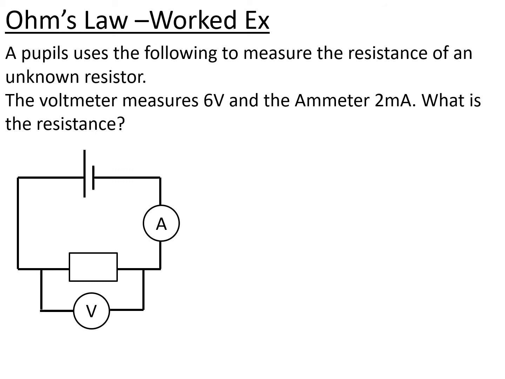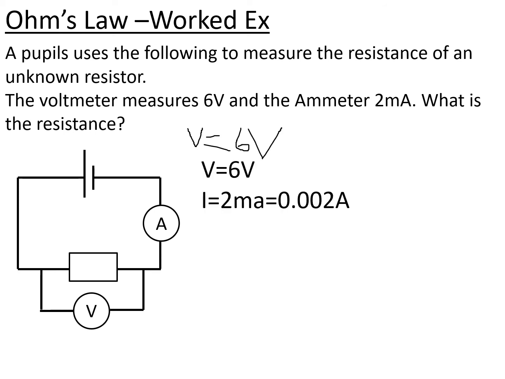So remember, we're using our KFC technique: know it, find it, and calculate it. Know it means we know what we've got from the question. So we know we've got 6 volts here, and we know that the current is 2 milliamps. Now this is where our numeracy comes in, because remember, we don't want it in milliamps, we want it in amps. This is one good thing about doing the KFC technique, it allows you to check if the units are correct. So 2 milliamps isn't what we want it in, we want it in amps.